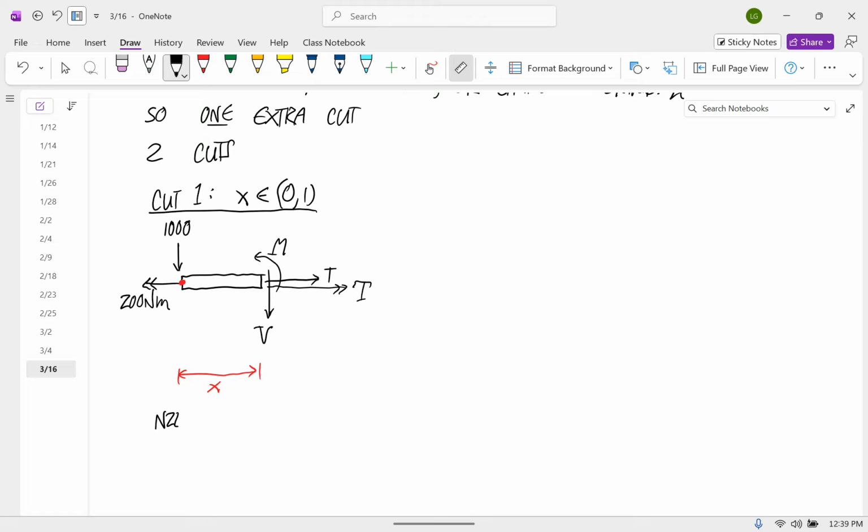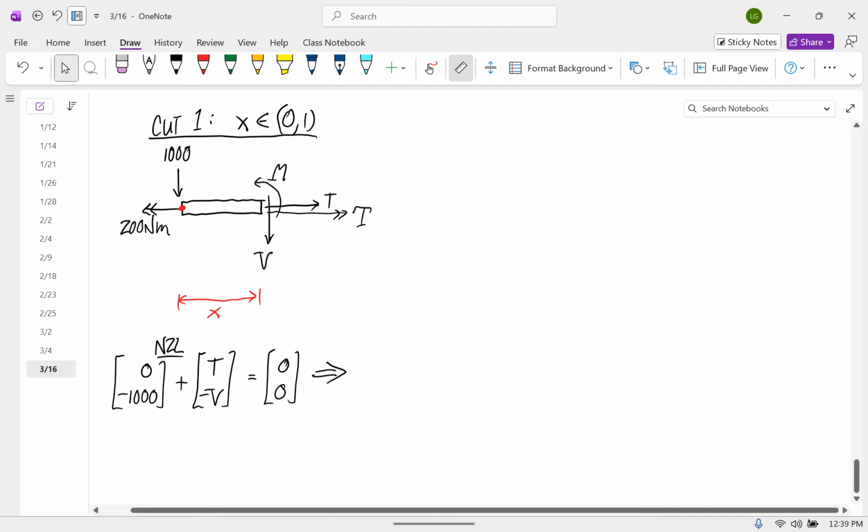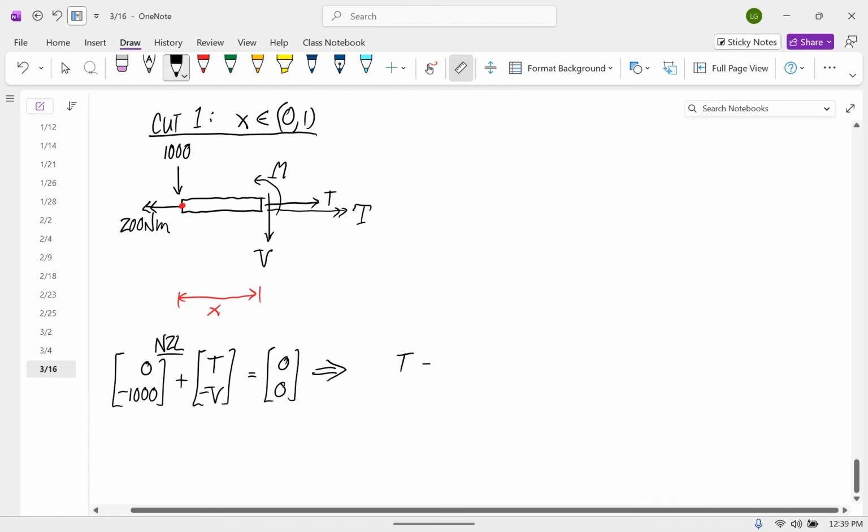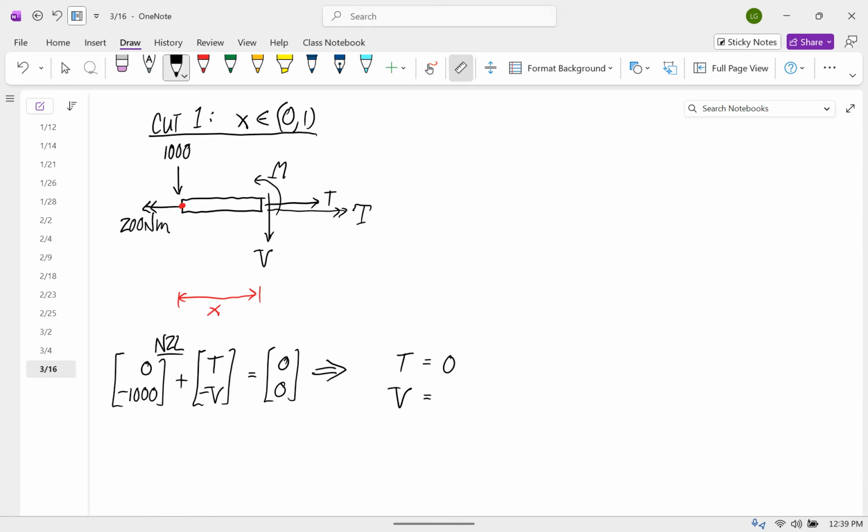So I'll start with Newton's second law. We have 0, negative 1,000, plus, I'll combine the t and the v, so t negative v is equal to zeros. So t is equal to 0. V is equal to negative 1,000.